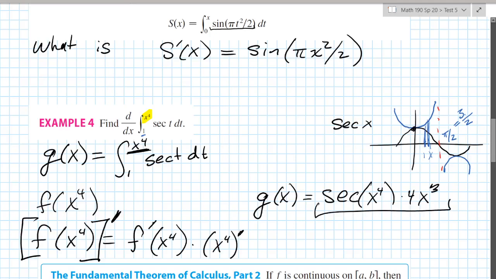So that's it. We just have to use the chain rule, and basically if that isn't just x, we're using the chain rule. We're substituting this x to the 4th in place of our t, and then we've got the inside derivative there from the chain rule. That's the fundamental theorem part 1.